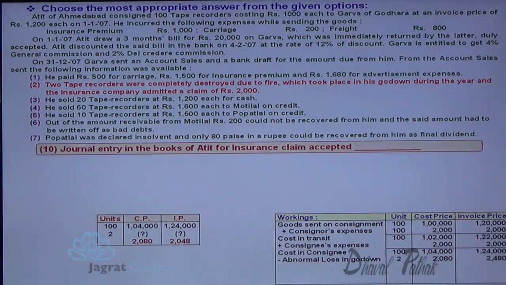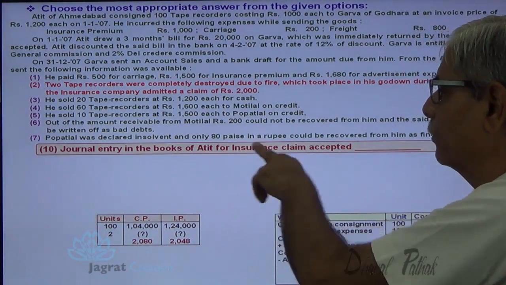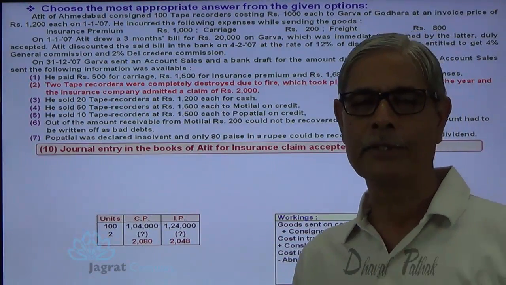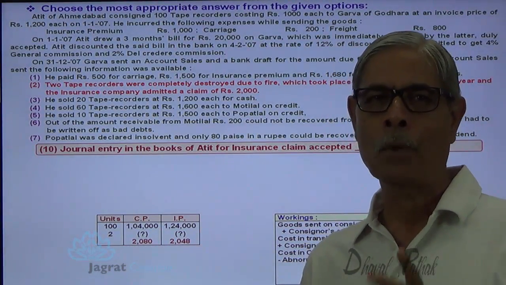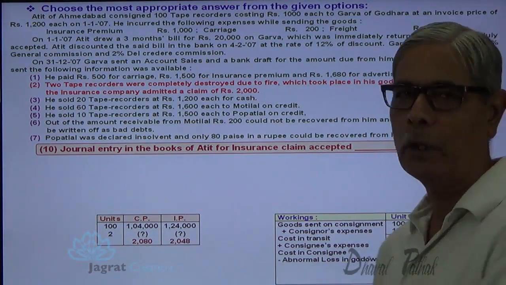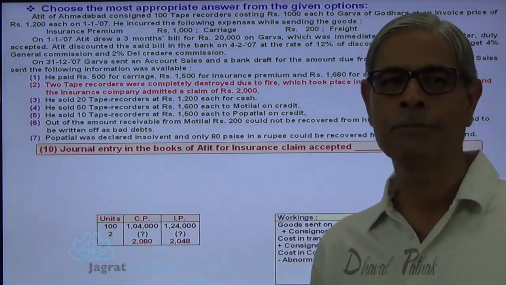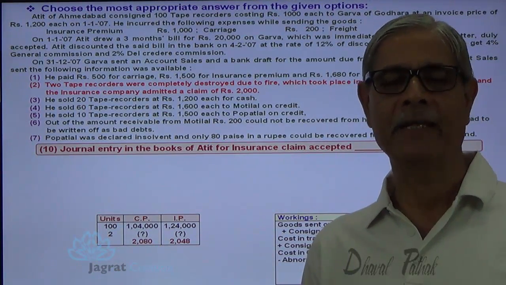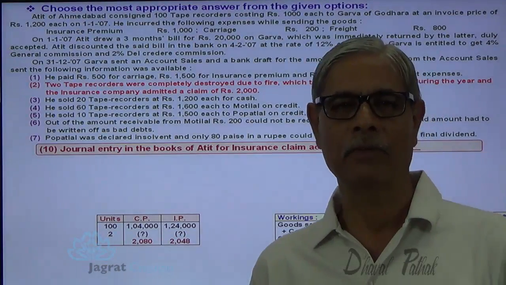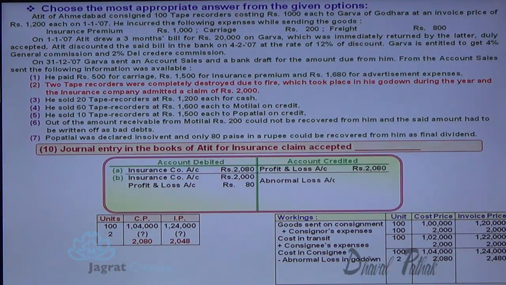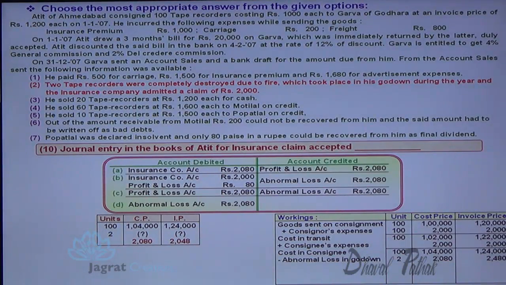Now next, journal entry in the books of Atit for insurance claim accepted. So 2000 is the amount to be received from the insurance company against the abnormal loss. Our abnormal loss is, as we have identified, 2080. Claim received is 2000, so 2000 could be recovered against the loss. 80 is the loss that is to be identified, and that will be debited to profit and loss account. To explain this, these are the various options given to you for the journal entries. Just read it.